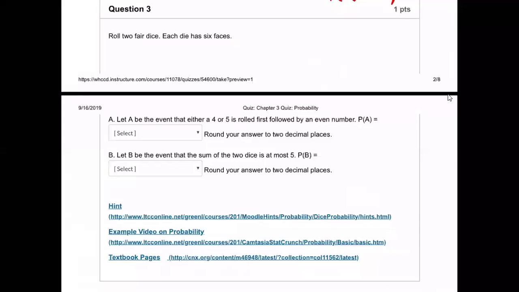Okay, so on this one, we are rolling 2 fair dice. Each die has 6 faces. And then they're saying, let A be the event that either a 4 or 5 is rolled first, followed by an even number. What's the probability of that? And then we have the second one. Now, remember what we should use when we roll 2 dice.